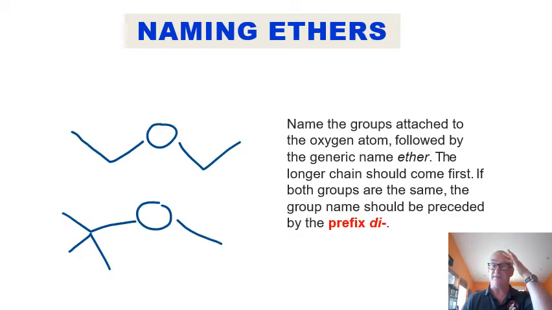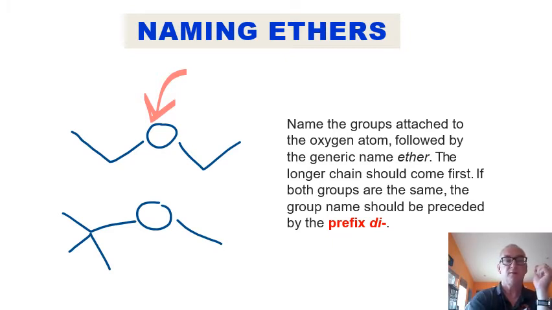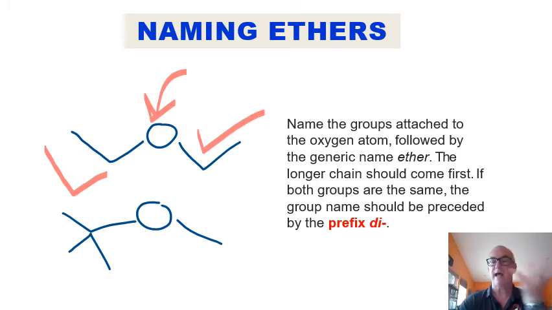So when we name ethers, we have the oxygen in the middle, and we name the two groups on either side. Whichever is the longer one, we name that one first. So in this instance, we have an ethyl group on this side and we have an ethyl group on that side. We would just call it diethyl ether. If we had an ethyl group on one side and a methyl group on the other side, we would call it ethyl methyl ether. So the ether that most people are familiar with is diethyl ether.